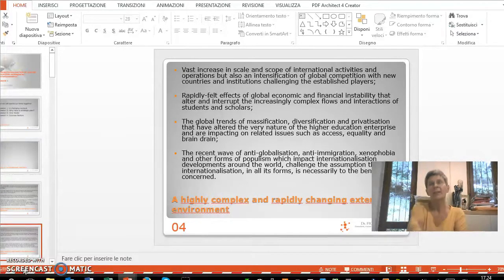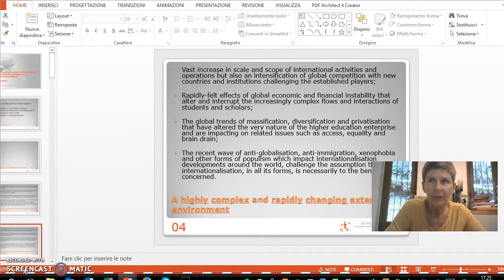There's also a vast increase in the scale and scope of international activities, an intensification of competition, with many new countries and institutions becoming increasingly active and challenging many of the established players. We have experienced in recent years a significant amount of economic and financial instability that can change very rapidly the flows of students and scholars between different countries. We have seen the global trends of massification, diversification, privatization that have altered the very nature of the higher education enterprise, and are having impacts on all sorts of issues: access, equality, and brain drain.